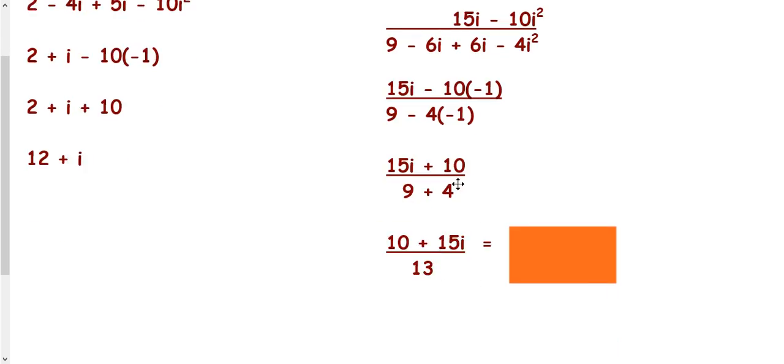Now, on top, these are not like terms. We can't combine them together, but it's common practice to put the real number before the part that has the imaginary part. Now, is this correct? Yes, but typically complex numbers are written as a real part plus an imaginary part, so you should technically write it as two separate fractions.